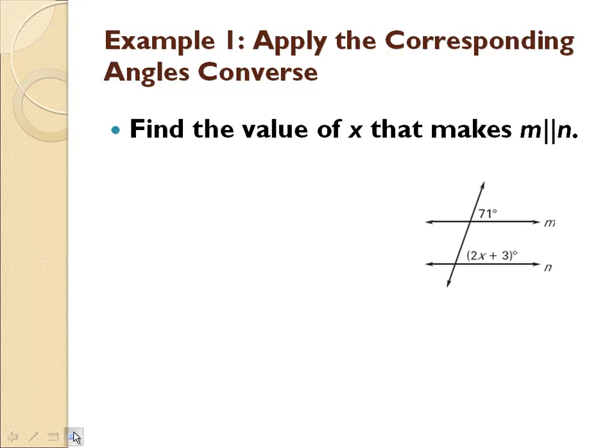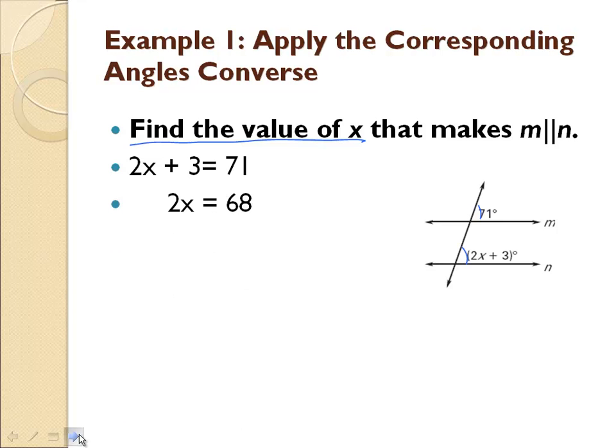Example 1, apply the corresponding angles converse. So it says find the value of x, so that's what we've got to do, find the value of x that makes m parallel to n. So if these two are the same, then we know m is parallel to n. So we just write an equation setting them equal to each other. 2x plus 3 equals 71.